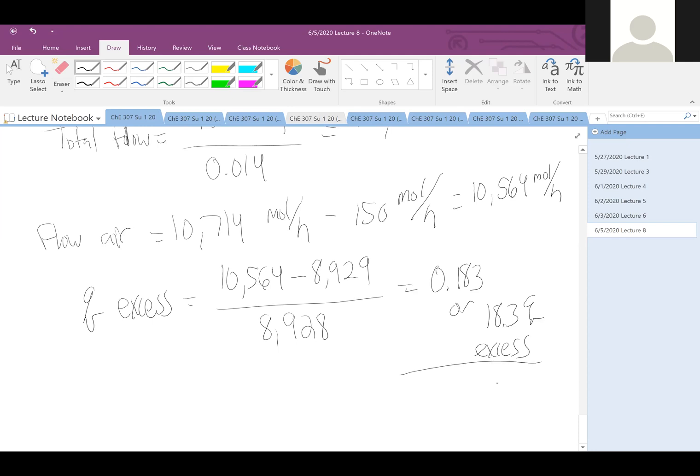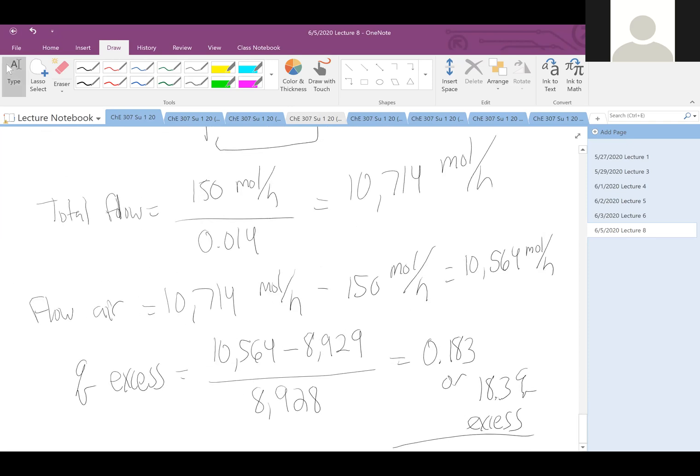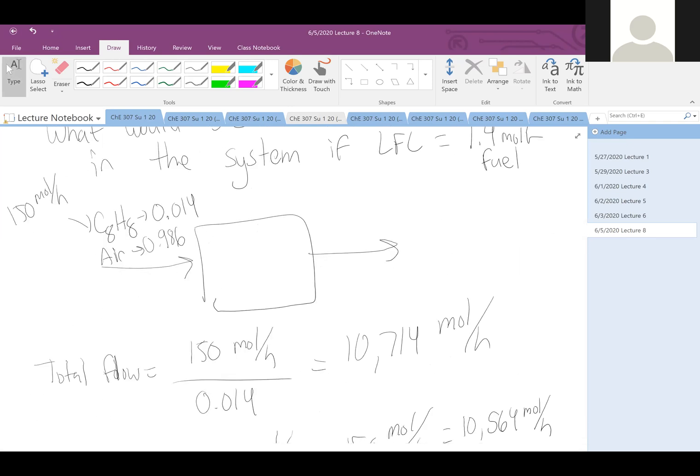Meaning if there was more air and the concentration of that fuel fell below that LFL, which is that lower flammability limit, the combustion couldn't occur because the concentration of the fuel would be too low for ignition. So some interesting things to consider there.